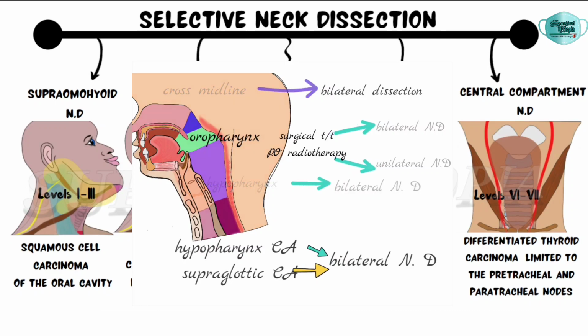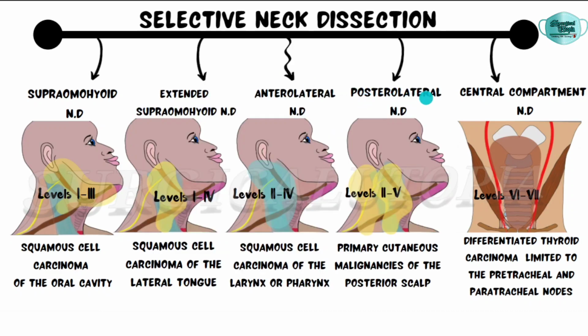The fourth type of selective neck dissection is posterolateral neck dissection. In this, the lymph nodes in levels 2, 3, 4 and 5 are removed, and suboccipital and retroauricular lymph nodes are removed. The posterolateral neck dissection is carried out in cases where there is primary cutaneous malignancy of the posterior scalp.